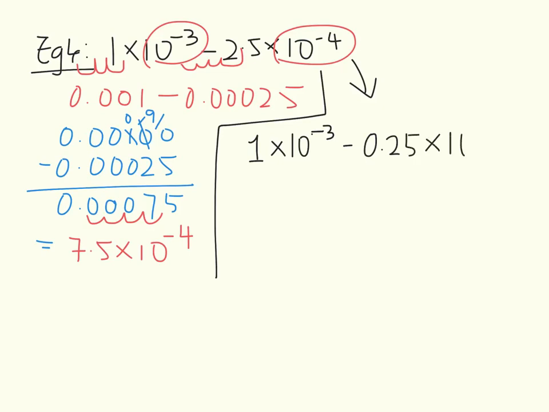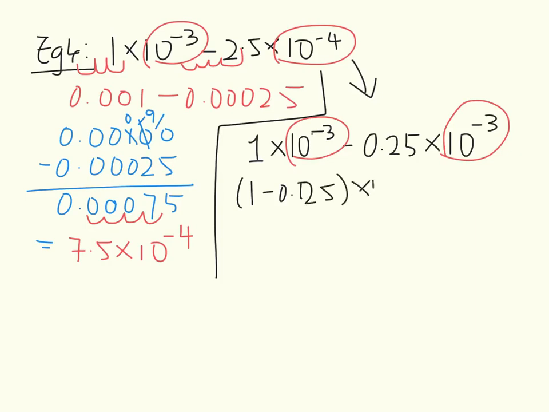So now the two powers of 10 are the same, so we can use factoring to help us simplify the subtraction. So 1 minus 0.25 times 10 to the negative 3. So I end up with 0.75 times 10 to the power of negative 3. And again, the coefficient is not in scientific notation form.